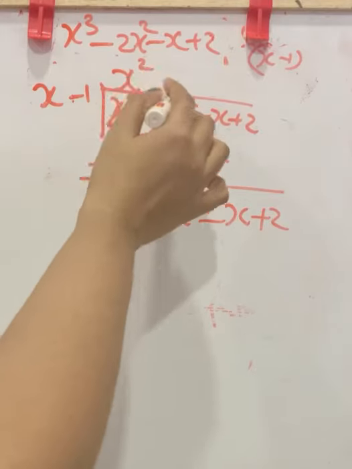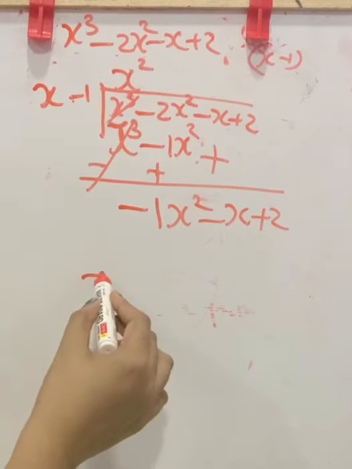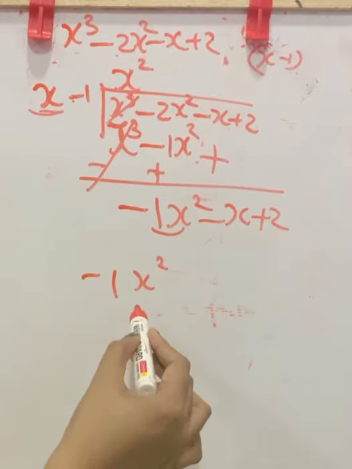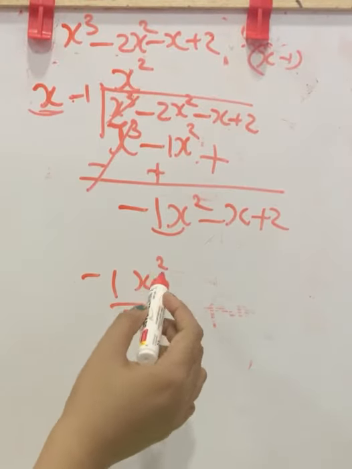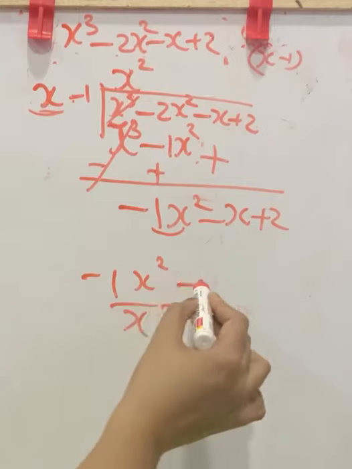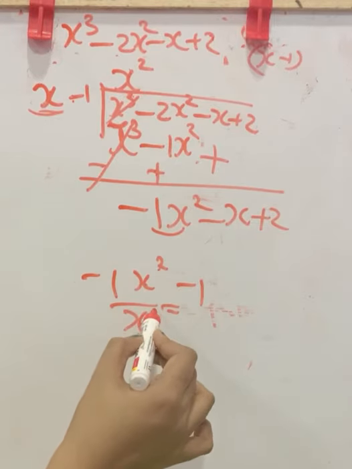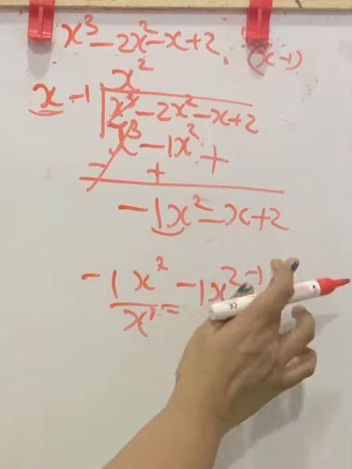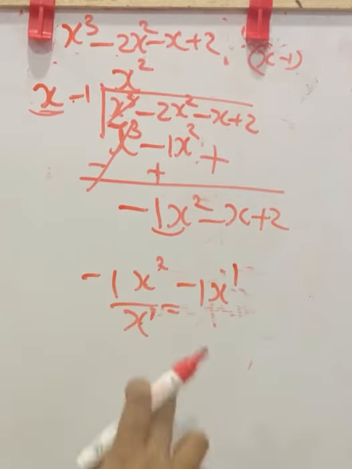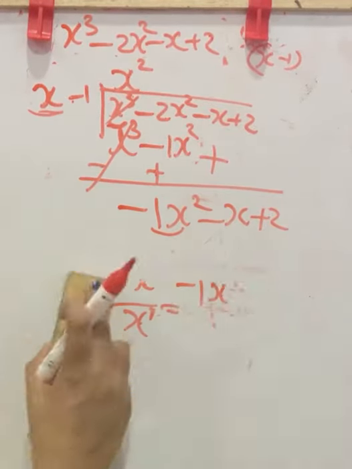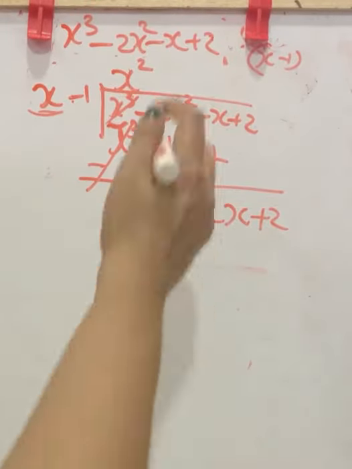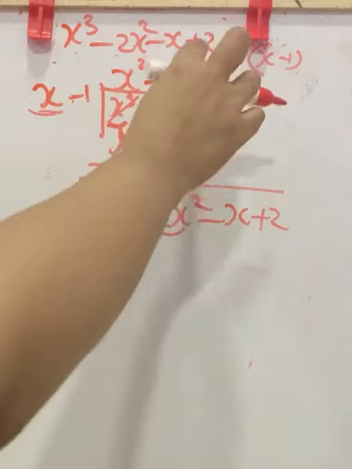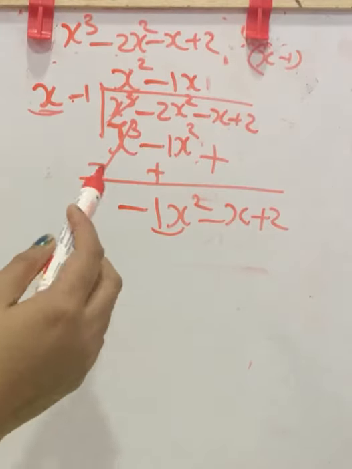Next we need the second term of the quotient. For that we will consider this first term and the first term of the divisor. Here it is minus 1x square by x raised to 1, which is x raised to 2 minus 1. 2 minus 1 is 1. So minus 1 x raised to 1 is the quotient's second term, minus 1 x raised to 1. Now, here x raised to 1 means x itself.